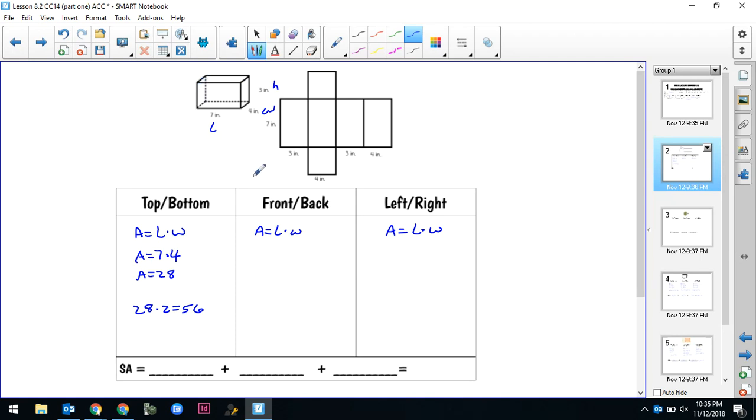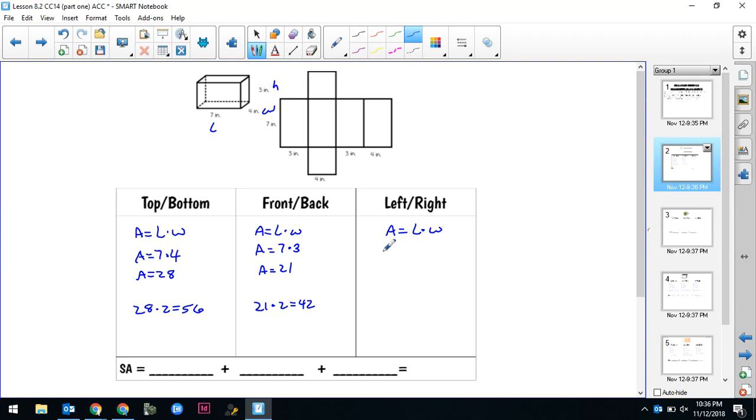So the length of the front, I would say, is 7 inches, and the width, remember, you're looking just at the front, is 3 inches. And so we multiply that together, and of course we get 21. We need to multiply by 2 to get a total area for the front and the back of 42 square inches. And lastly, the left and the right.